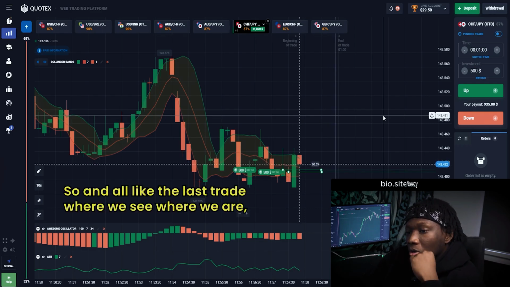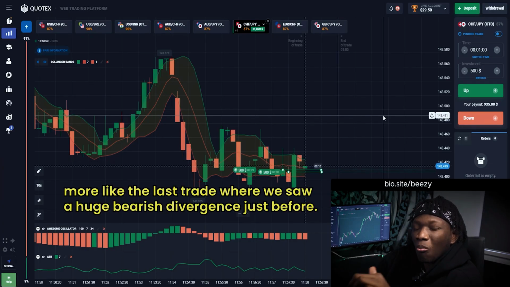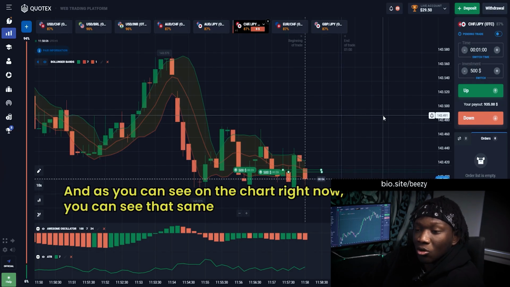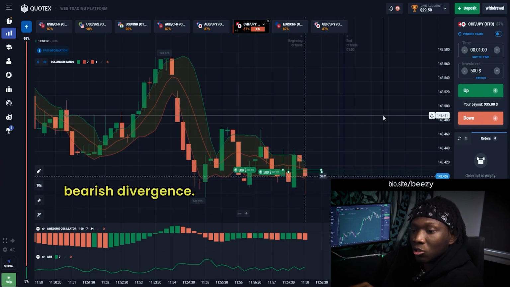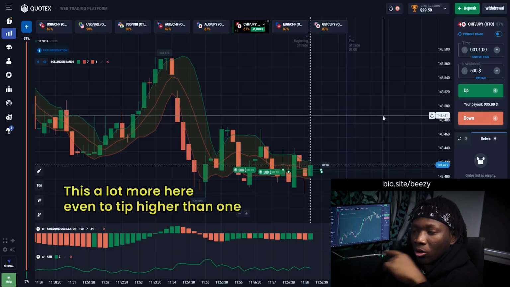Unlike the last trade where we saw a huge bearish divergence just before. And as you can see on the chart right now, you can see that same bearish divergence. This is a lot more, even stiffer than the one before.